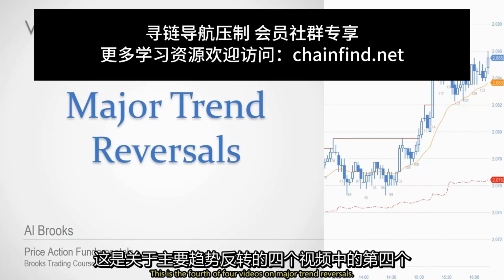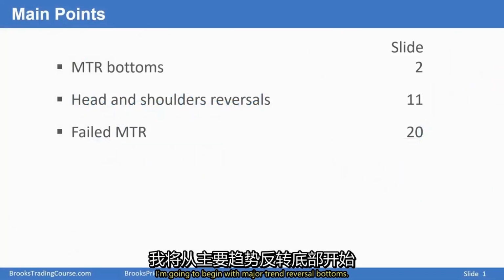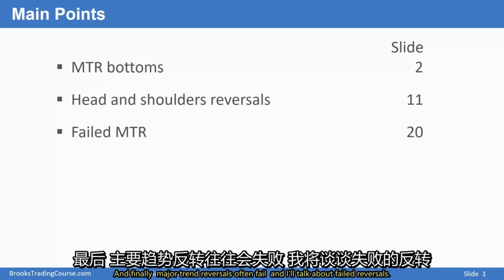This is the fourth of 4 videos on major trend reversals. I'm going to begin with major trend reversal bottoms. Next, I'll move on to head and shoulder reversals, tops and bottoms. And finally, major trend reversals often fail, and I'll talk about failed reversals.